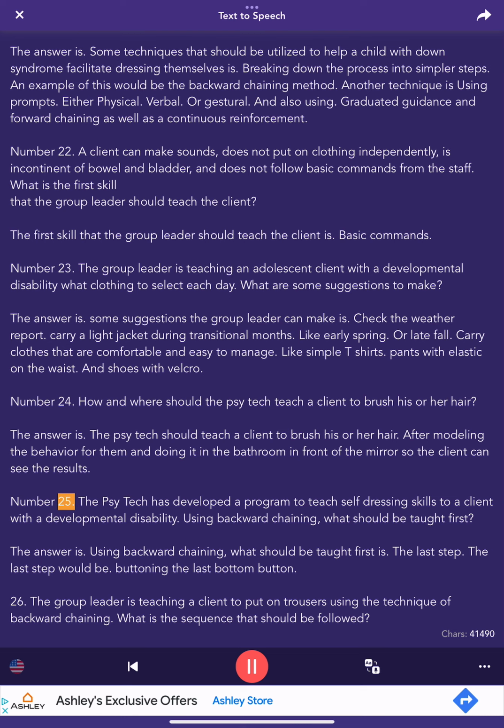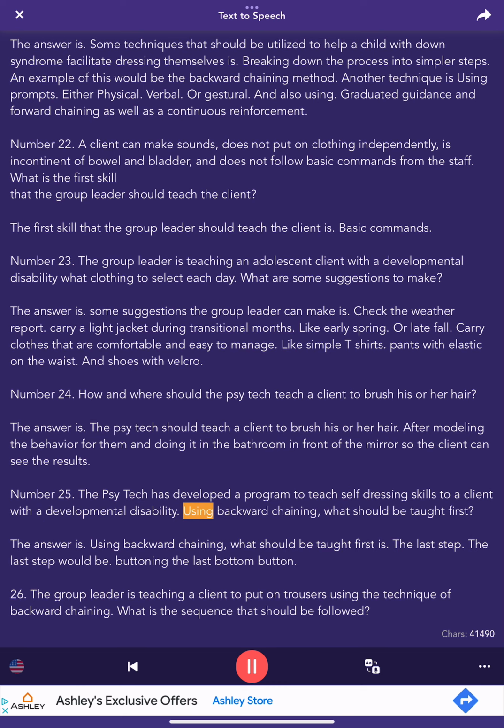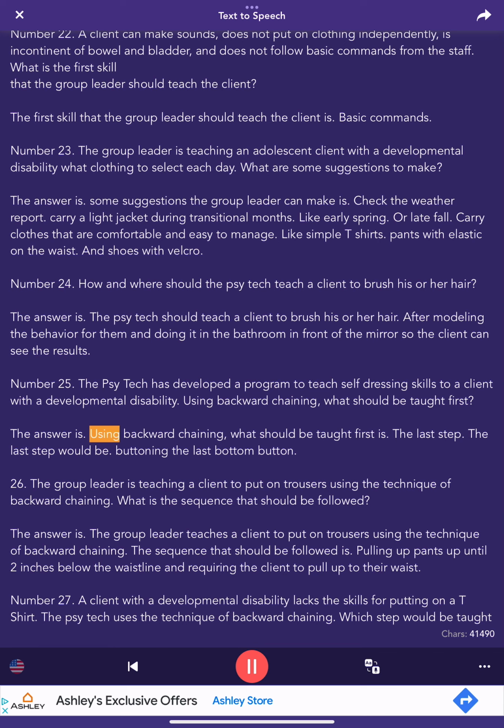Number 25. The psychiatric technician has developed a program to teach self-dressing skills to a client with a developmental disability, using backward chaining. What should be taught first? The answer is, using backward chaining, what should be taught first is the last step. The last step would be buttoning the last button.